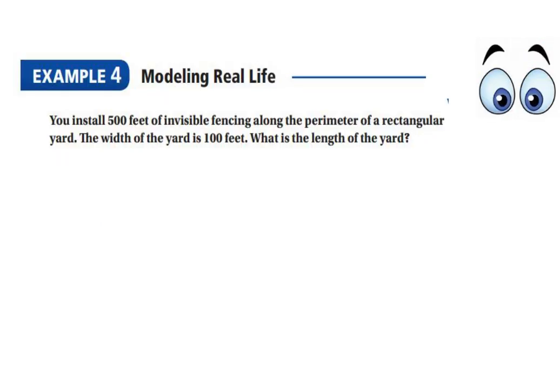In our fourth example, we're modeling real life. You install 500 feet of invisible fencing along the perimeter of a rectangular yard. The width of the yard is 100 feet. What is the length? So let's start by drawing this so we can have a visualization.